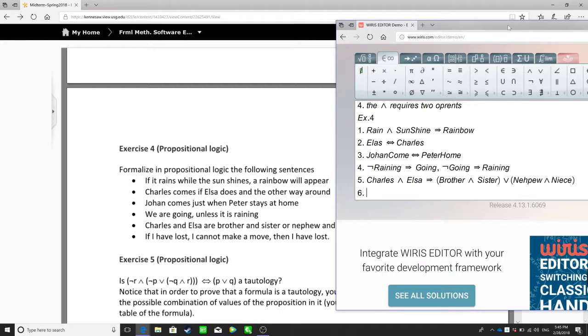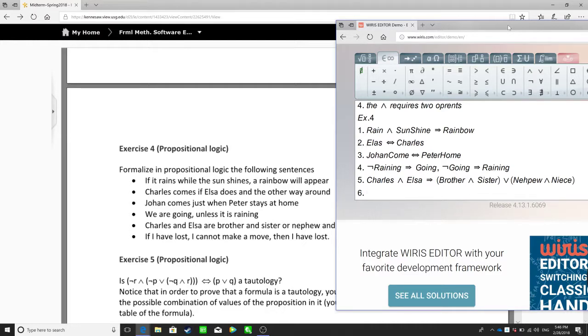So what I will say is I have lost and I cannot make a move implies I have lost. Right? Any other opinion? That they just imply each other. Yeah, it looks like they just imply each other. But what you mean is if I have lost implies I cannot make a move and I've lost. Is that what you said? I'm saying it goes both ways. It's the same as the second statement, it says Charlie comes if Elsa does, and the other way around. Yeah, I mean, it's semantically different, but it's the same.